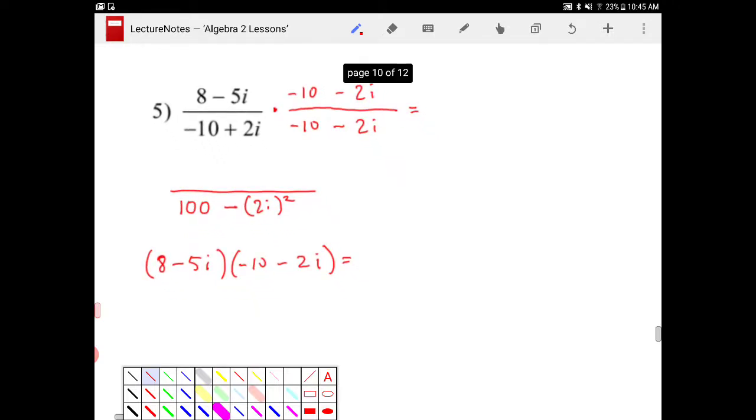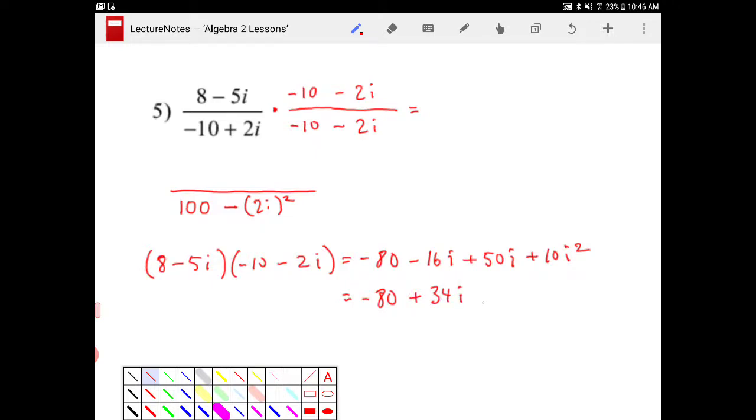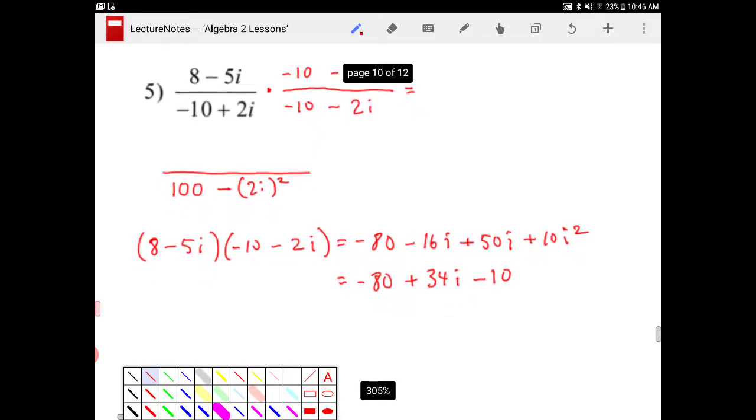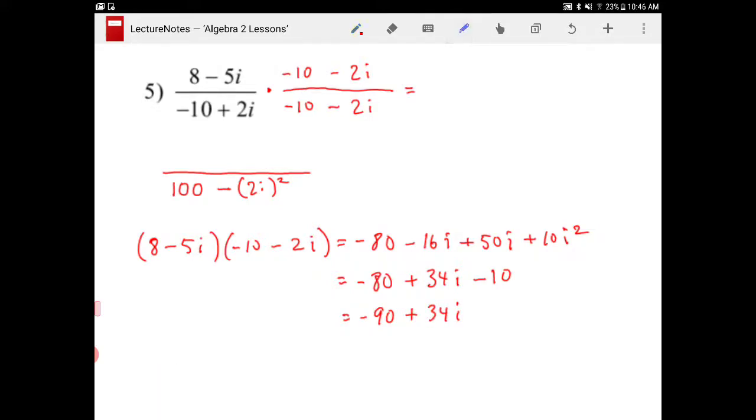So what is that? That becomes -80 minus 16i plus 50i plus 10i squared. And we're going to need to clean up a little bit. This is -80. The -16i and 50i become 34i. And then plus 10i squared becomes minus 10. And then I can further combine things together. This is negative 90 plus 34i. So this is my numerator.